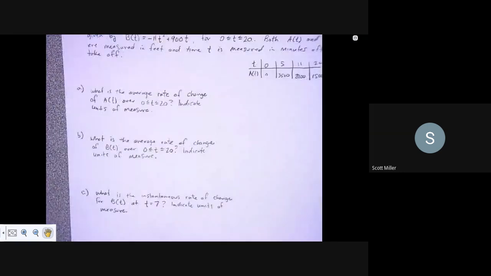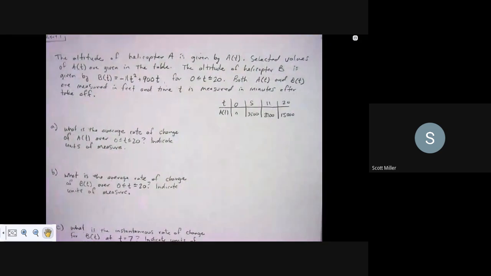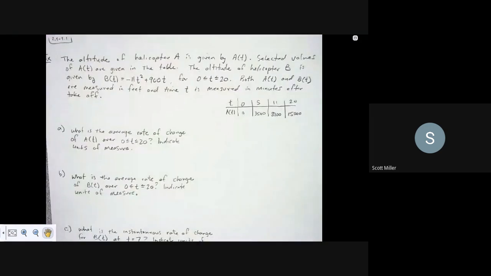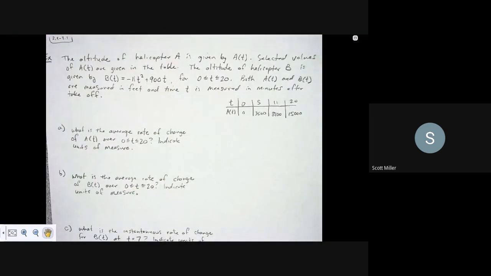So now I have an example I want to look at. I'm going to walk you through everything together here. All right, so here's the story.